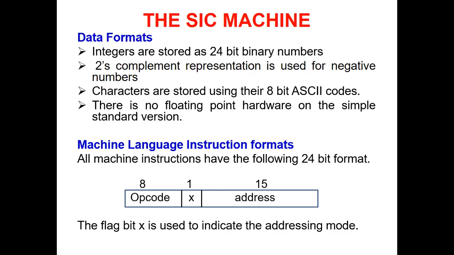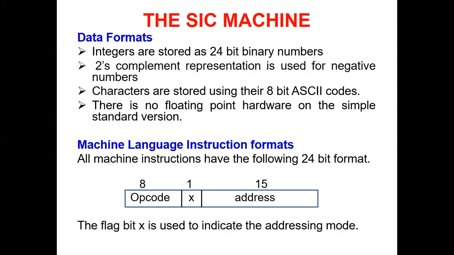But for the simple SIC, we have got only one format, okay? Every instruction with the simple SIC takes 3 bytes, 24 bits. The first 8 bits are the opcode, okay? Then there is bit number 9, which we indicate as the X, and it indicates the addressing mode, okay? It is only 1 bit, so we have only 2 addressing modes, because there are only 2 possibilities for that bit: it can either be a zero or a one. So that flag indicates the addressing mode being used. We are going to talk about it later.